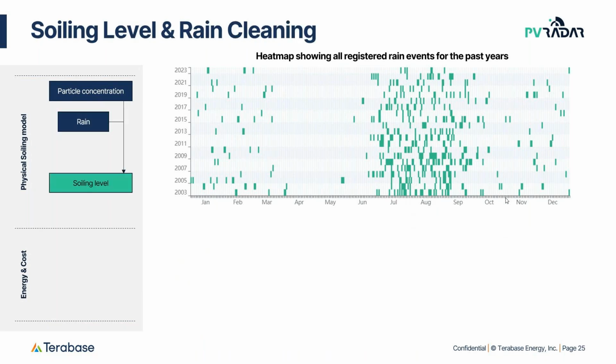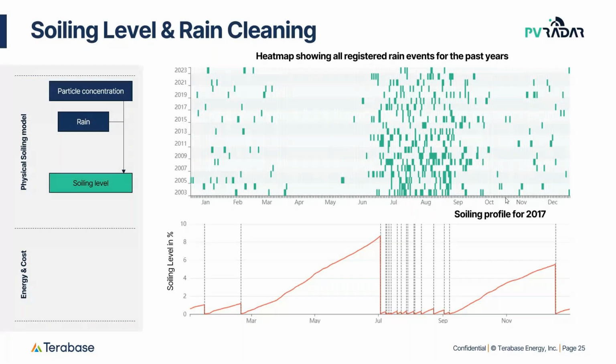Right, next step. With combining these two data sets, we can now get a soiling profile for the past 20 years. Here we see an example of 2017, showing the soiling level in percent. We see that the rain in this location, because it's mostly dust and very dry, is able to quite effectively clean the modules.